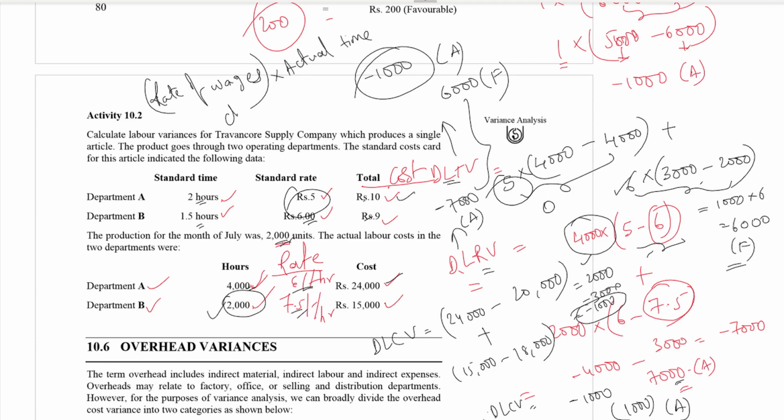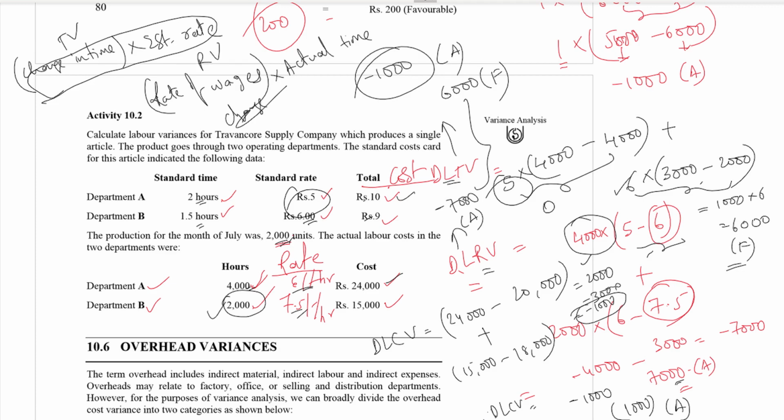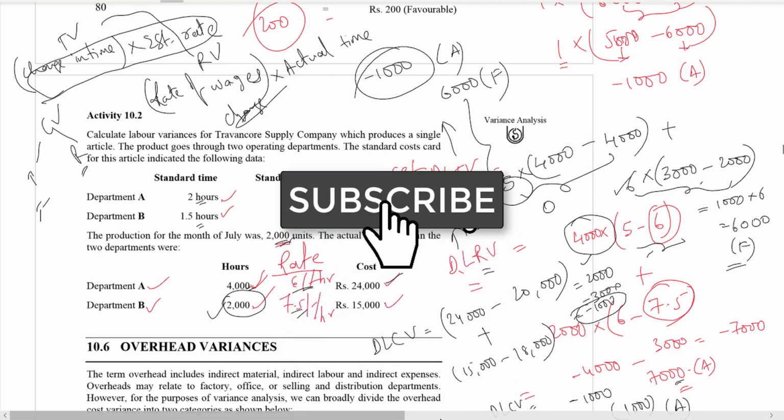Now what is time variance? The change in time: how much they have actually worked versus what was the estimated time. That change in time is multiplied by the estimated rate, the estimated charge per hour. So this is called time variance, and this is rate variance. Put together we get cost variance. Cost variance is nothing but changes in time and changes in rates. I hope you understood this labor variance. This is the same as material variance, changes in cost and changes in volume.